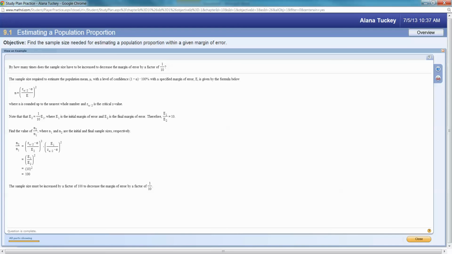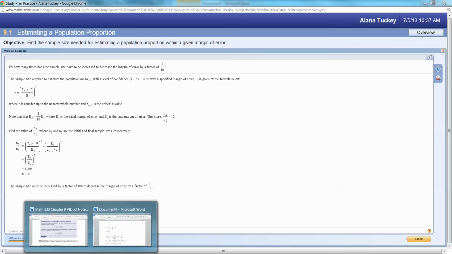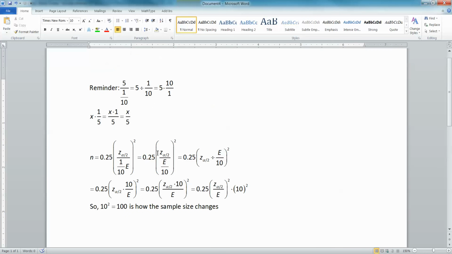All right, I hope that helps with that one. My method's a little bit different, but I kind of think it's easier to understand, but that's maybe just me.